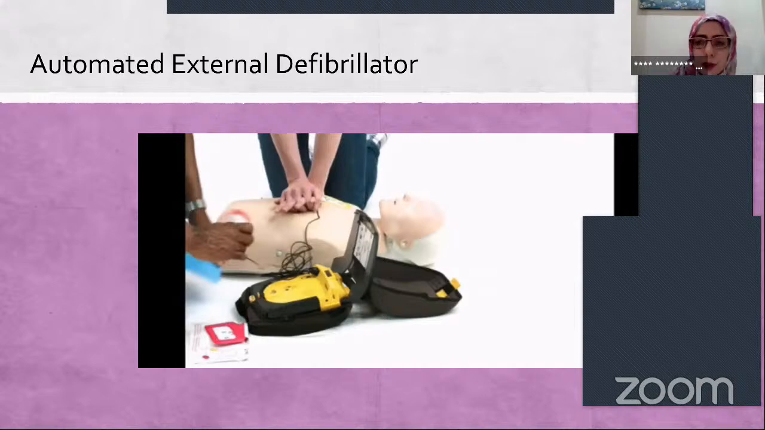Okay, so after 2 minutes, you will check again for the pulse. If there is no pulse, you will continue doing this 15 to 2. Okay, you understood? Is that clear?